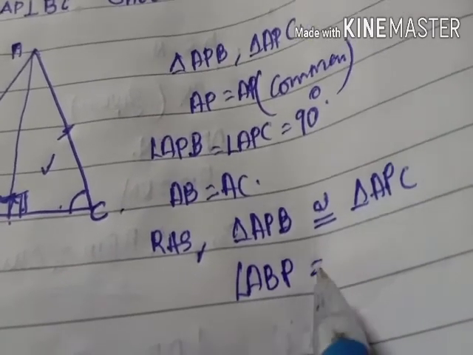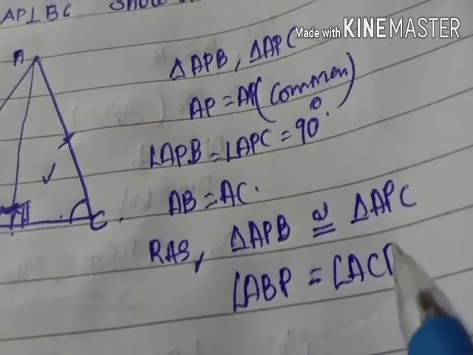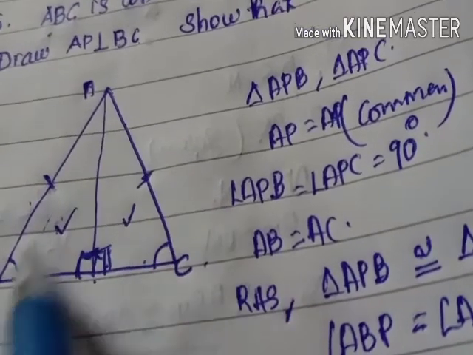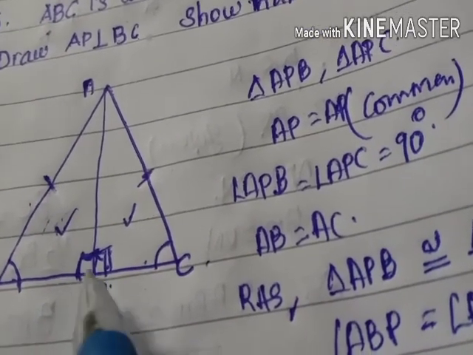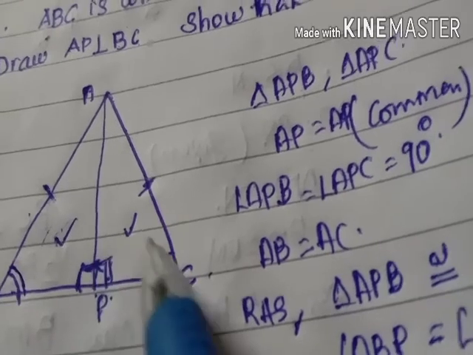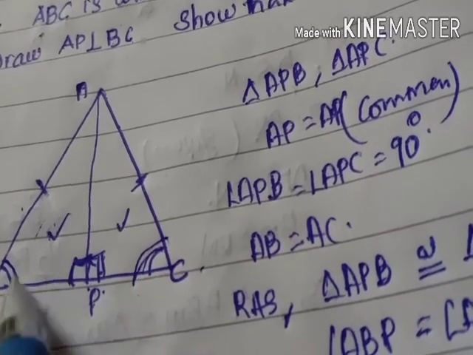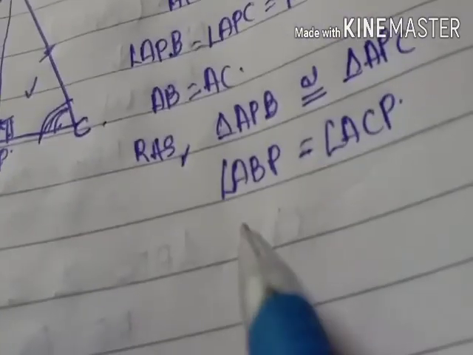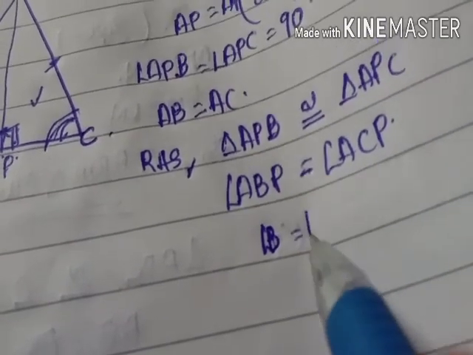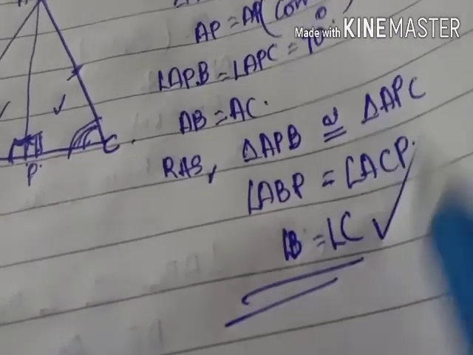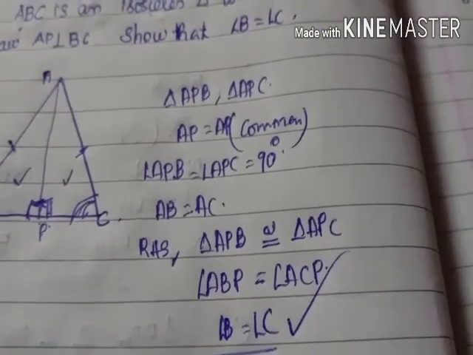Listen, what is the angle that corresponds to ABP? See the order, then write. So ABP angle is equal to ACP. So ABP is same as angle B. ACP same as angle C. So angle B equal to angle C. So that's our solution.